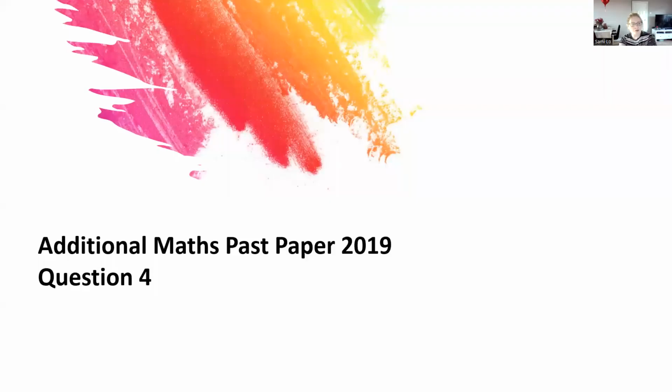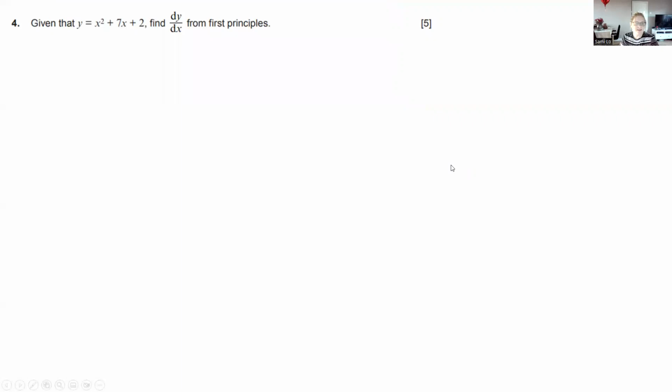This is question 4 of the additional maths paper 2019. Okay, so today we're going to be looking at differentiation from first principles. Now, first principles follows a formula that we use in maths to basically prove where the differentiation comes from.